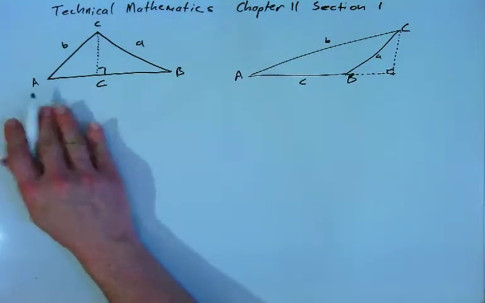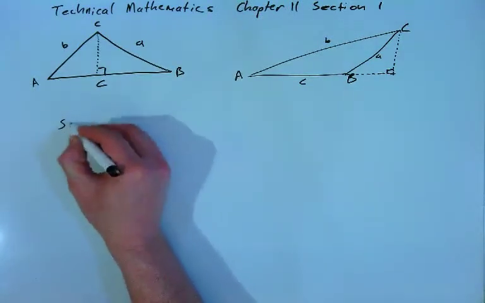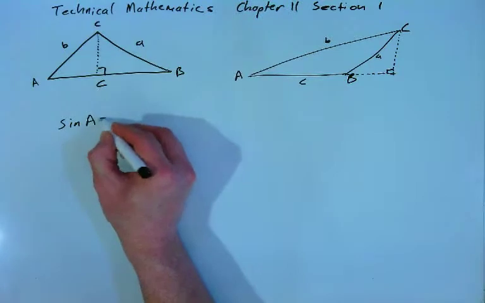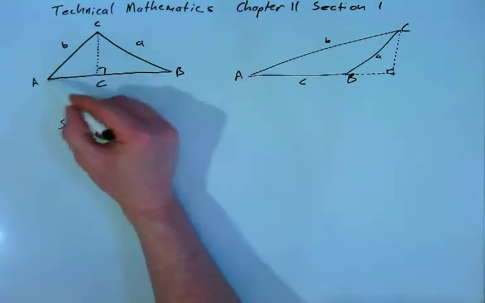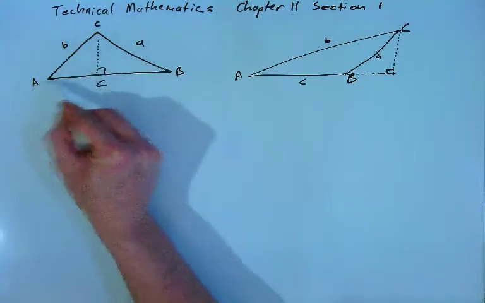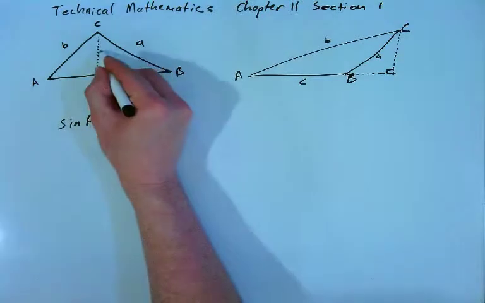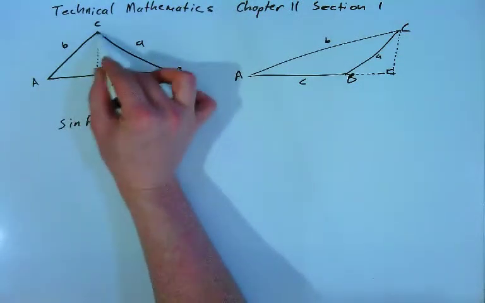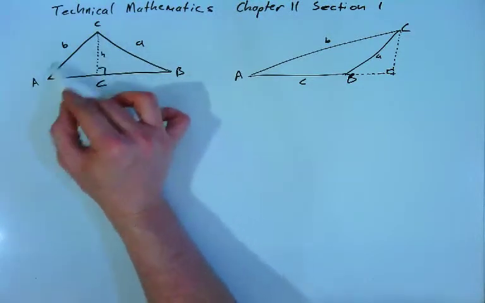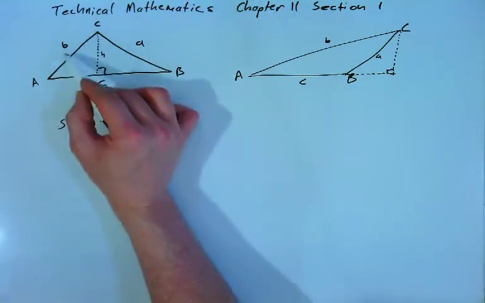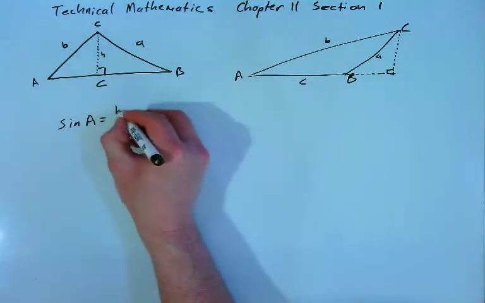In the acute triangle, if we look at angle A, the sine of A is going to be the opposite side over the hypotenuse. And so for this triangle that I created with this altitude, which is perpendicular to this side, we'll call that H. For this triangle, this is a right triangle. The opposite of A is side H, and the hypotenuse will be B. That's opposite the right angle. And so the sine of angle A will be H over B.